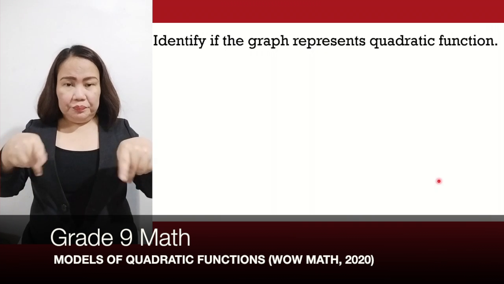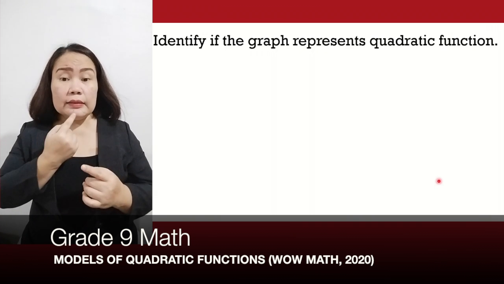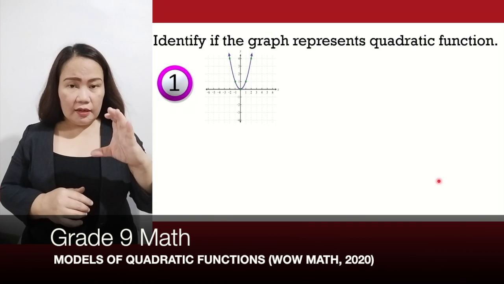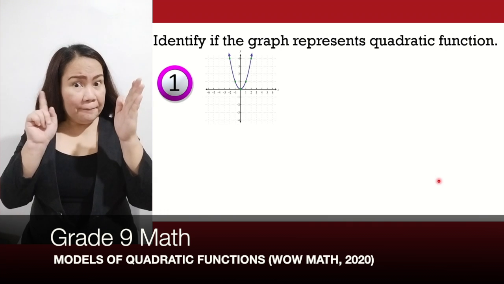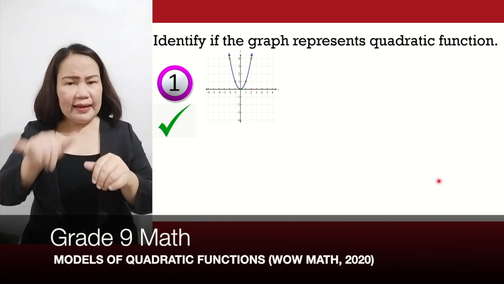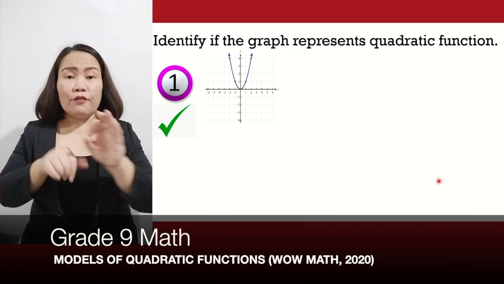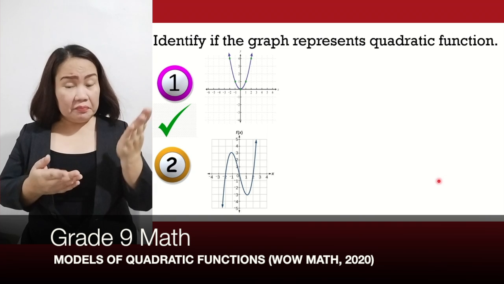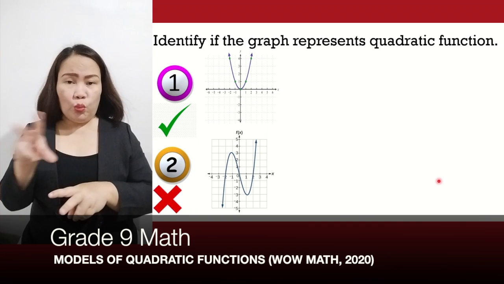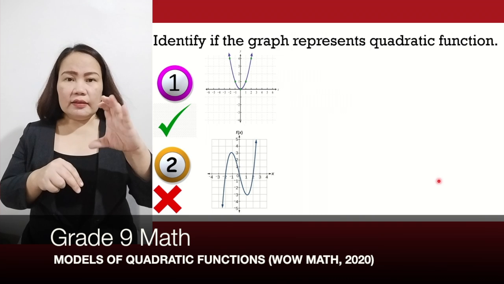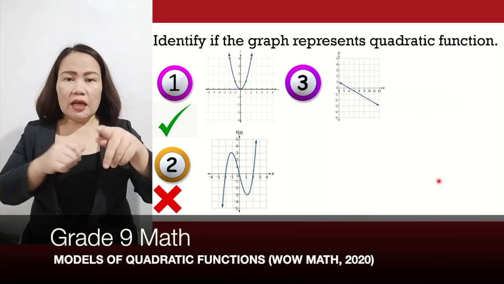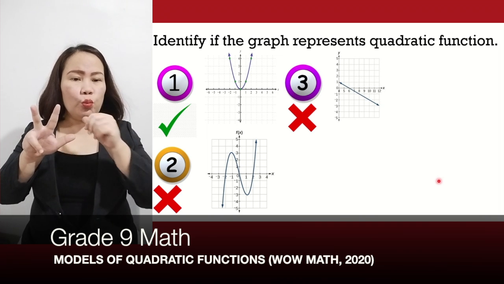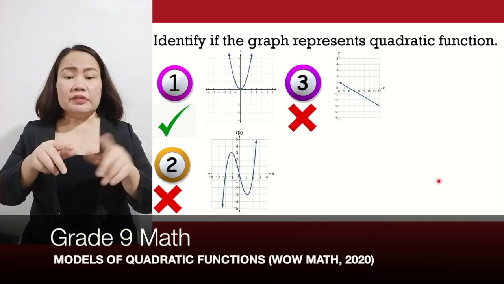Now, identify if the graph represents a quadratic function. Okay, is this a quadratic function or not? Yes, this is a quadratic function because our graph is a parabola. Number 2, is this a quadratic function? No, because the graph is not a parabola. Number 3, is this a quadratic function? No, because this is a graph of a linear function.